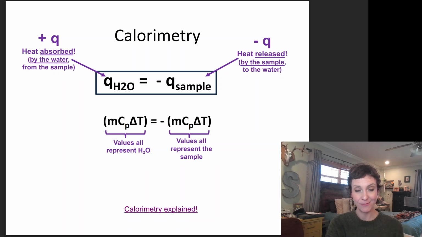So yeah, here it is. The equation is stating just that, right? The Q of the water will be equal to the opposite sign, or the negative, of the Q of that sample. We know Q is equal to mcΔT, so this is equal to mcΔT, and this is equal to mcΔT. But those m's, c_p's, and ΔT's on the water side all need to represent the water and not the sample, versus over here, the m, the c_p, and ΔT need to represent the sample.